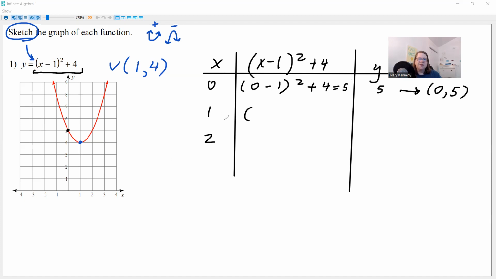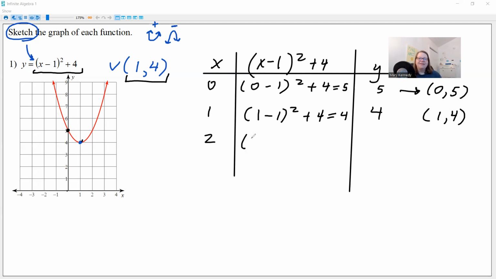So let's plug in a 1. At 1, we would put in a 1 for x. And let me plug in my computer before it dies. Okay, so 1 minus 1 is 0, 0 squared. So 0 times 0 is 0. 0 plus 4 is 4. So y is 4. That means that our coordinate here is 1, 4, and that's the one that we already plotted. That's what we found to be the vertex just by looking at the vertex form.